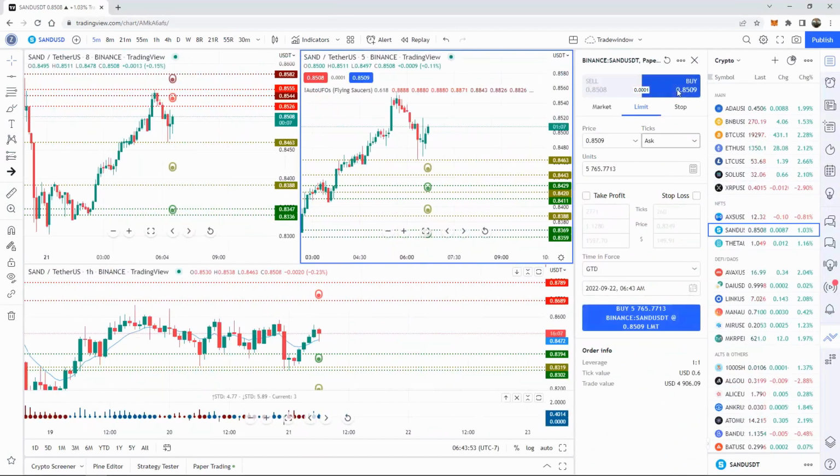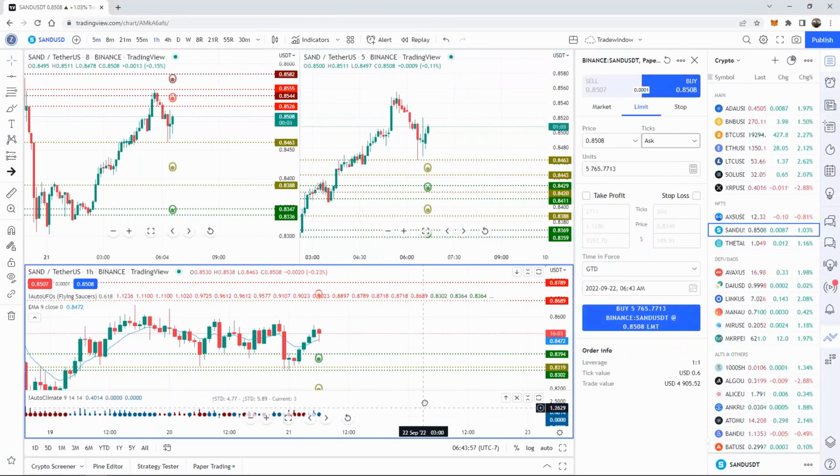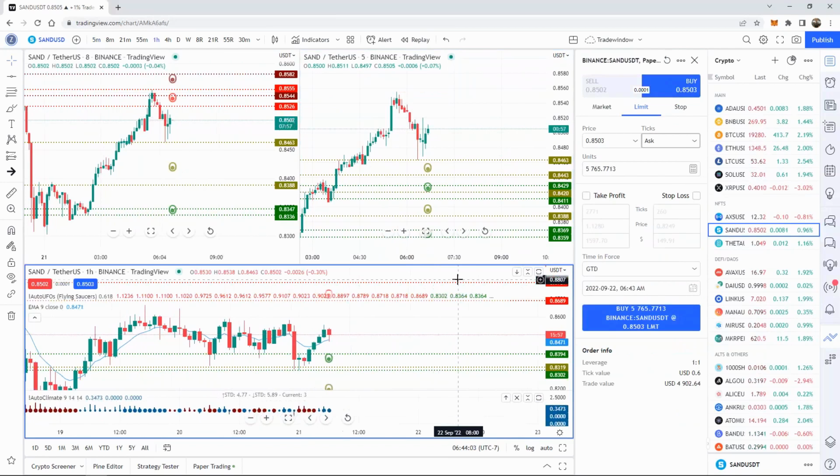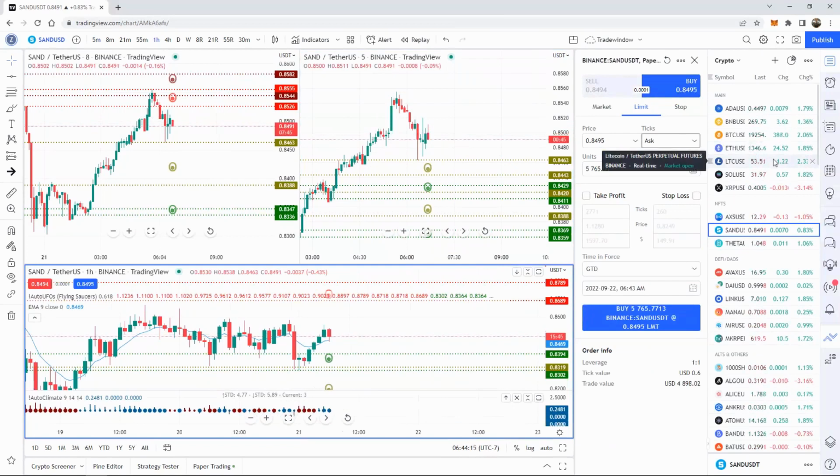So we're going long. What I don't like is that if we're entering long in Ethereum, there's a good chance that Sand is going to go with it. I do like to have one short, one long, so that way you kind of have exposure to both sides. But sometimes that's not possible, and that's okay. Let's see if we can get a setup here.